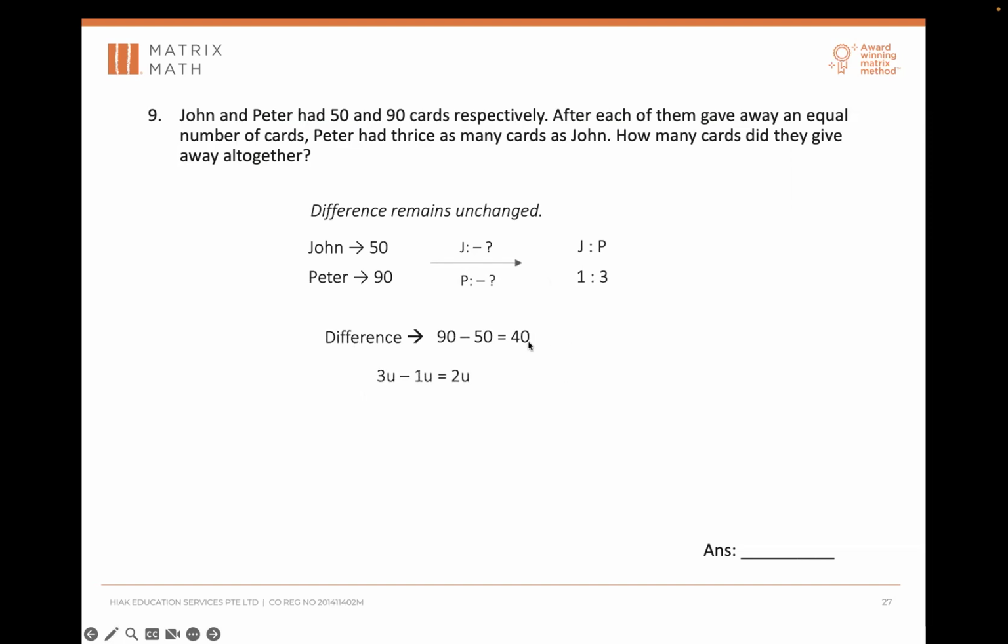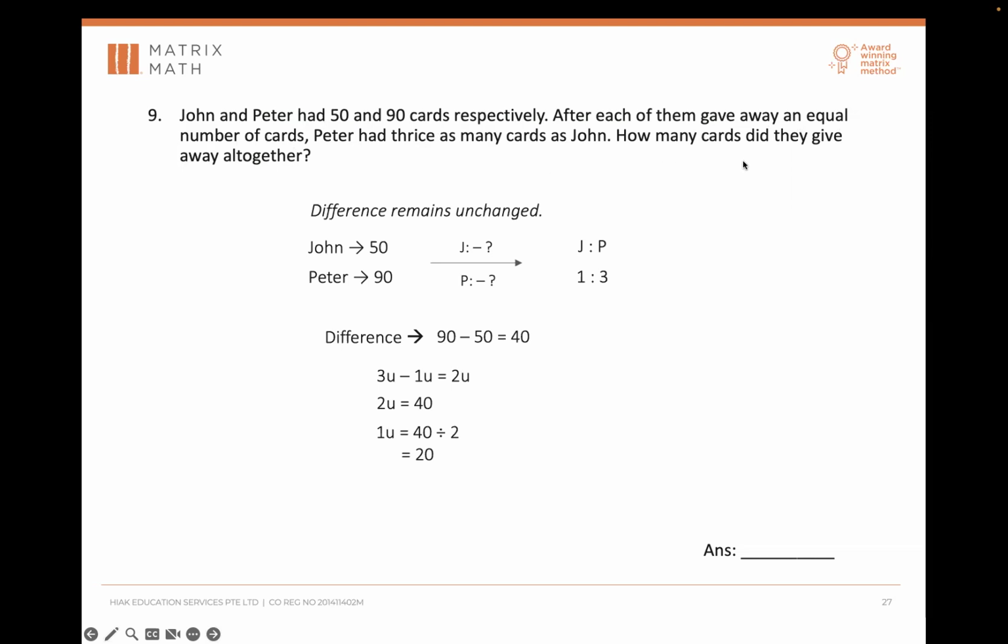Since the difference remains unchanged, 2 units must be equal to 40, because 40 is the difference at first, and 2 units is the difference in the end. So 2 units is equal to 40, 1 unit is equal to 20. So it is very important that you can identify that the difference remains unchanged. And the key is in this phrase, gave away an equal number of cards. Okay? So 1 unit is 20.